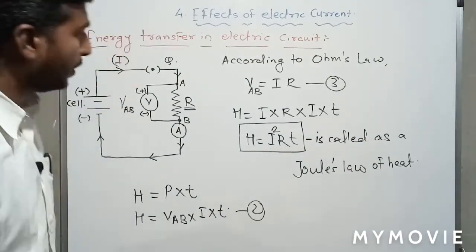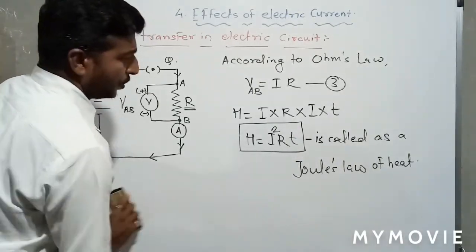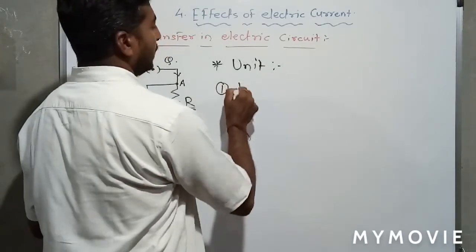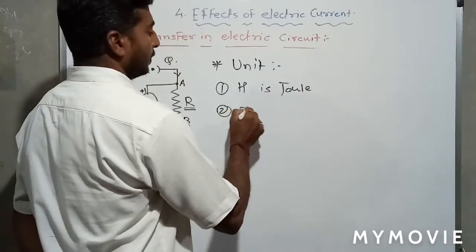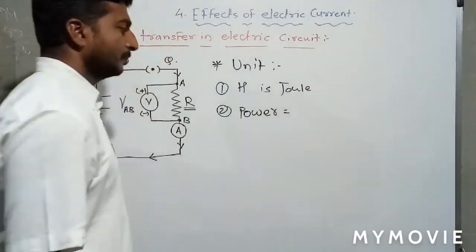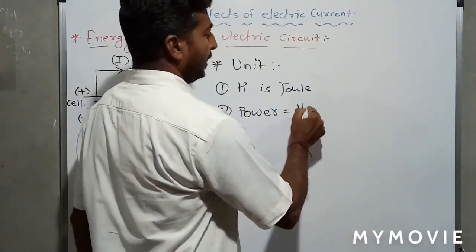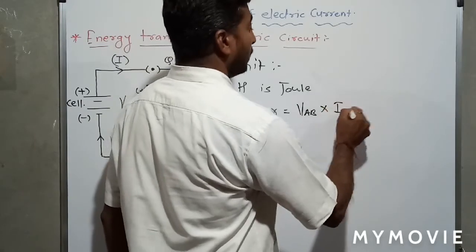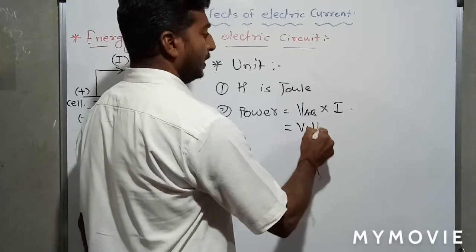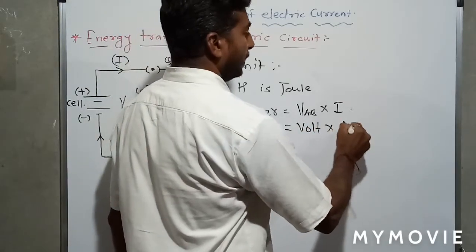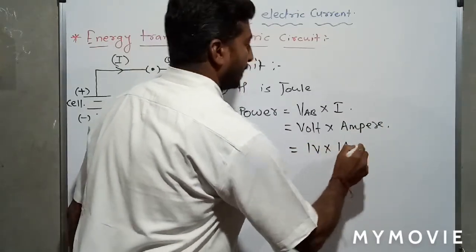Now we are going to discuss the units. Already you know that the unit of heat is joule, that is H in joules. Then power, the unit of power. For the unit of power, we already have an equation. What was that? V_AB into I. So V is in volts, potential difference is measured in volts, and current is measured in amperes. So 1 volt into 1 ampere, we can say that.